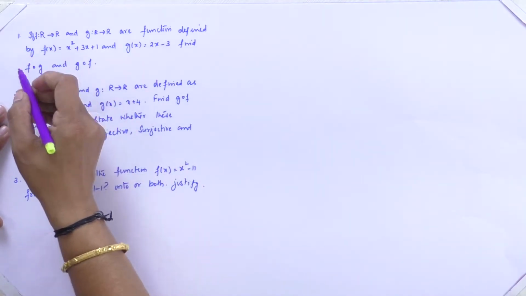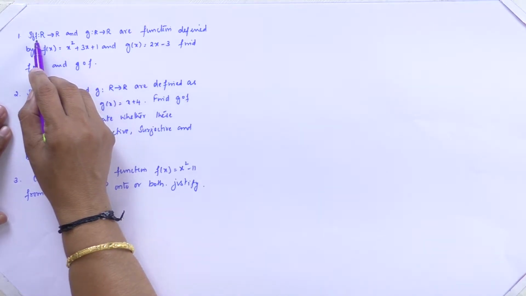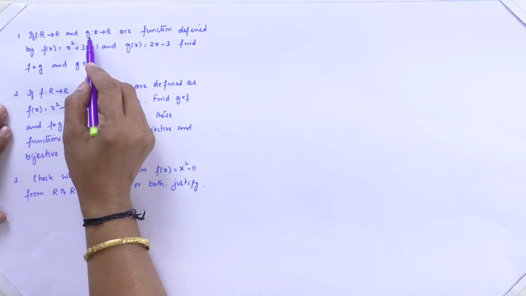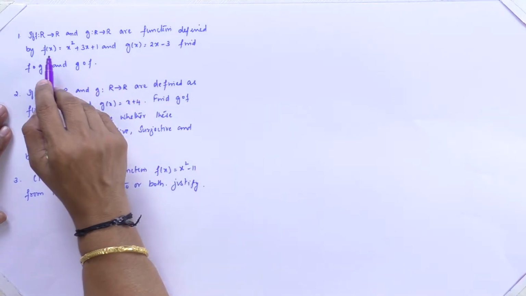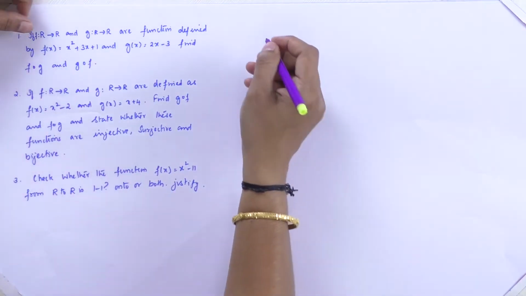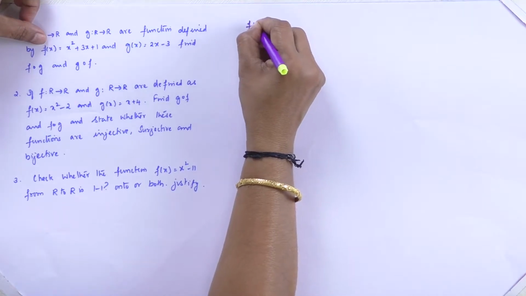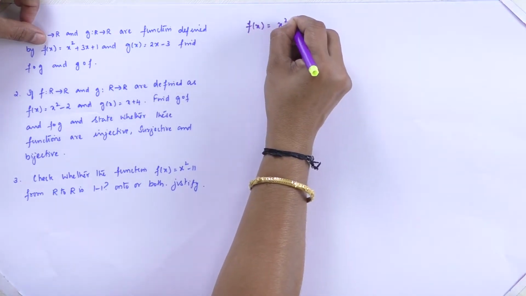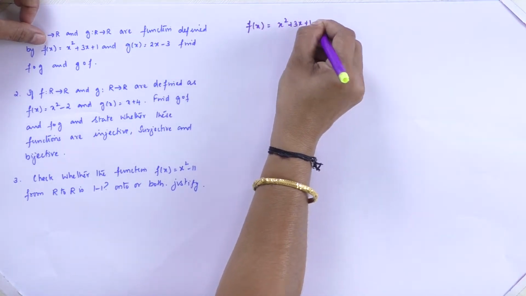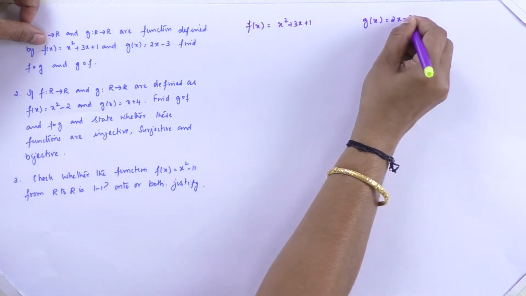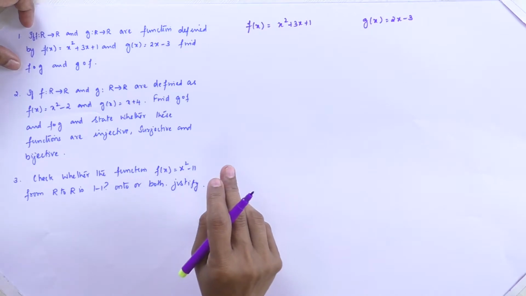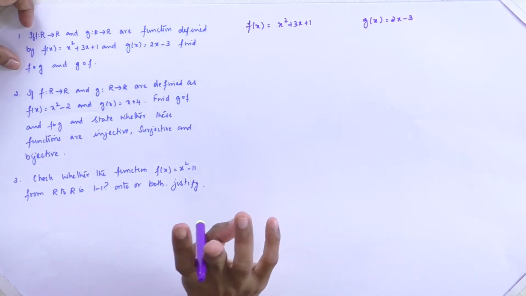So now here we have functions f from R to R and g from R to R defined by f of x is equal to x square plus 3x plus 1, and g of x is defined to be 2x minus 3. And with this we are supposed to find the composition of f and g either way, right?